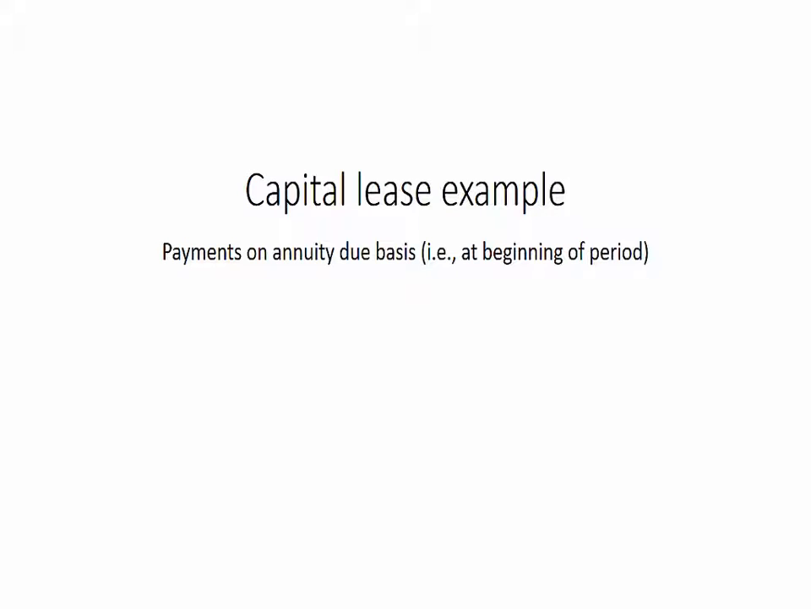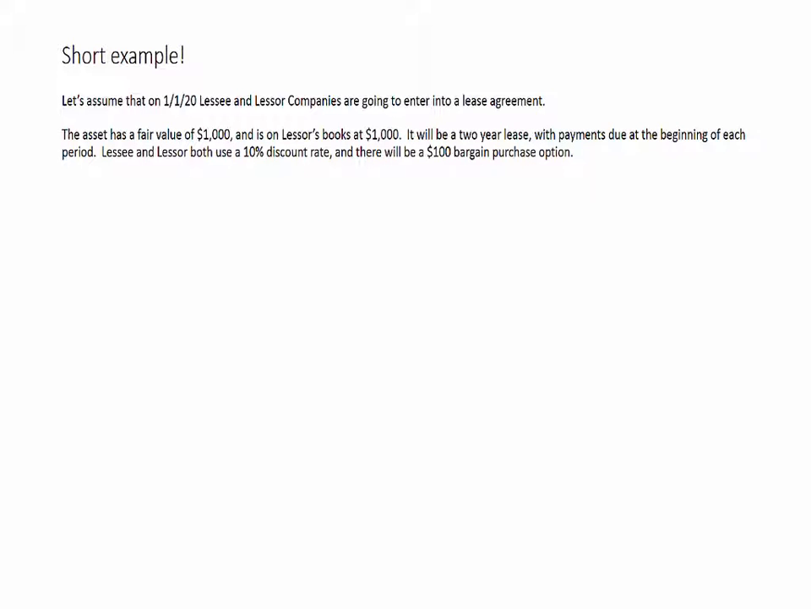Let's go ahead and go through a quick example of a capital lease where the payments are made at the beginning of the period, or on an annuity due basis. Now this is going to be much more realistic than the examples we've done to date with payments in arrears, because generally when you lease or rent an asset, payments are made at the beginning of each period.